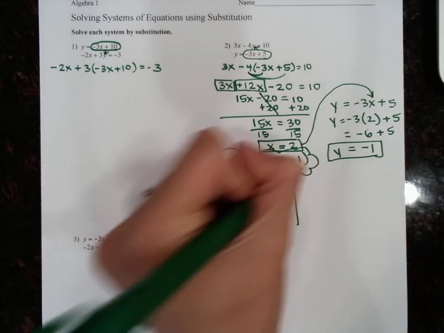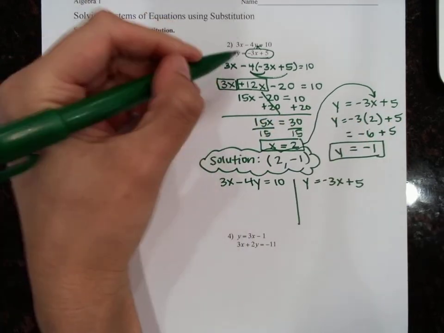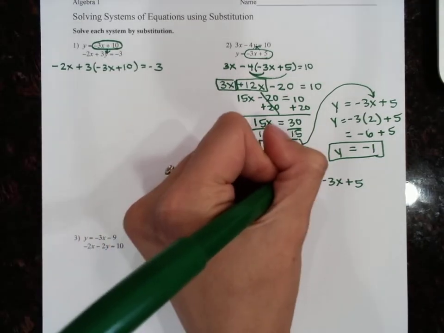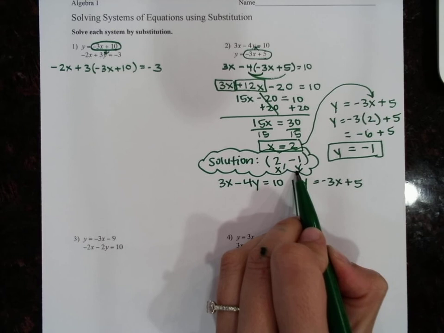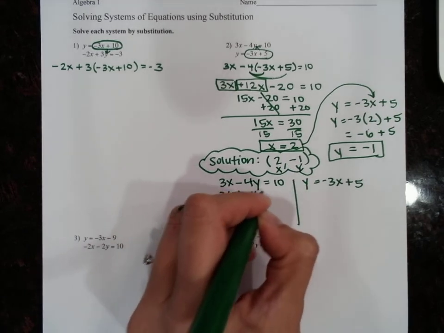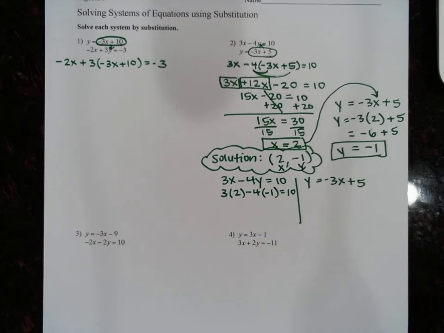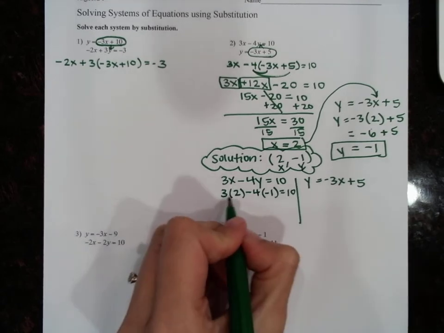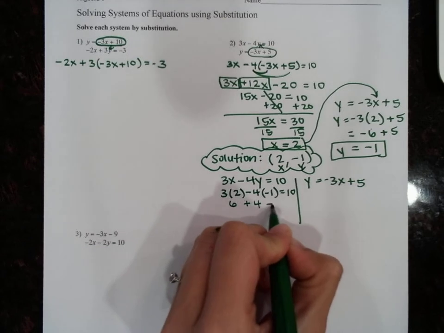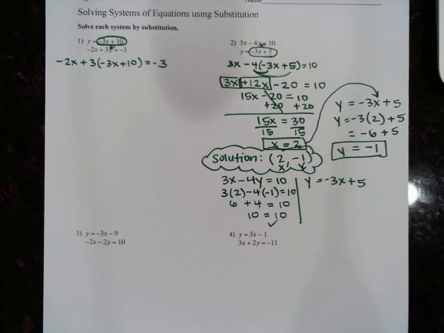Copy down both of your original equations. Just the 2 that were printed for number 2. And then we're going to substitute in 2 for x and negative 1 for y. So we have 3 times x, which is 2, minus 4 times y, which is negative 1. Equals 10. We simplify. 3 times 2 is 6. Negative 4 times negative 1 is positive 4. Does that equal 10? Yes, 10 equals 10.